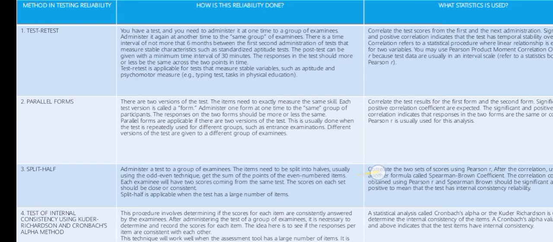Second method, parallel form. There are two versions of the test. The items need to exactly measure the same skill. Each test version is called a form. Administer one form at one time to the same group of participants. The responses of the two forms should be more or less the same. Parallel forms are applicable if there are two versions of the test. This is usually done when the test is repeatedly used for different groups, such as an entrance examination. Different versions of the test are given to different groups of examinees.